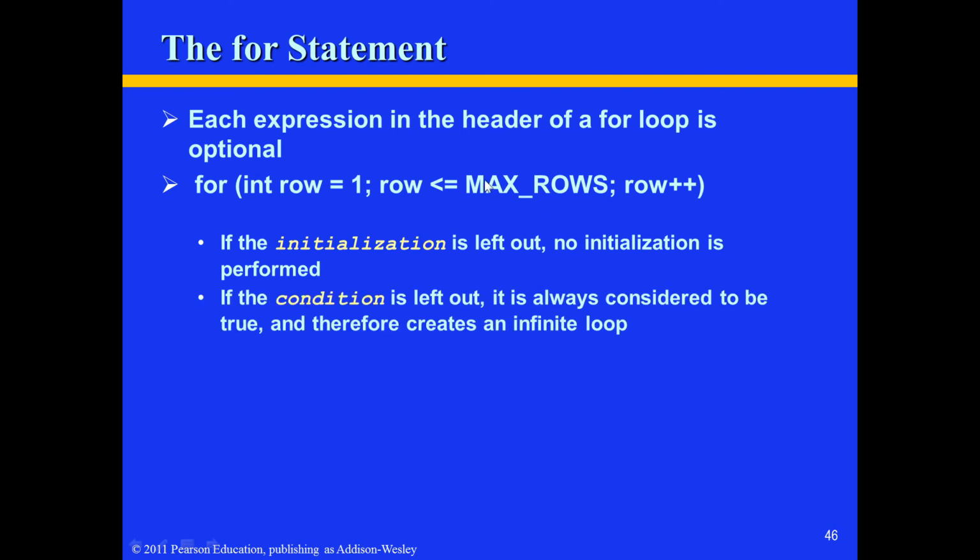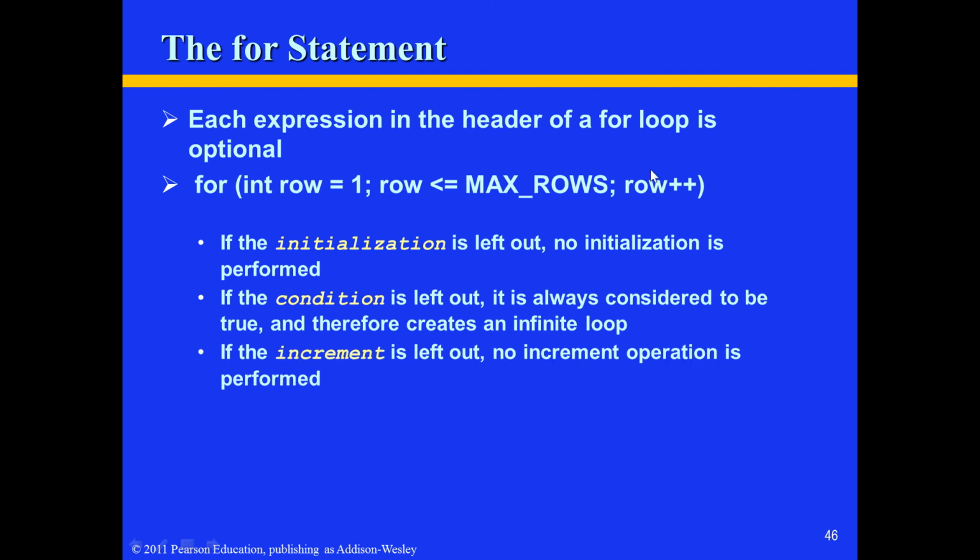If you leave the second line out, you still have to put the semicolons in, or else the compiler will yell that the for statement isn't formatted right. But if you leave the second part out, if the condition's left out, then the for loop has no problem with that. It's always considered to be true. If there's no condition to check, then it's always going to be true. Unfortunately, that means you're going to run into an infinite loop.